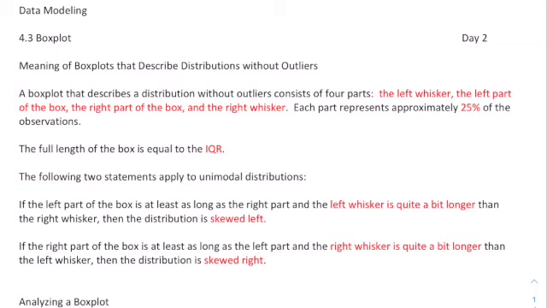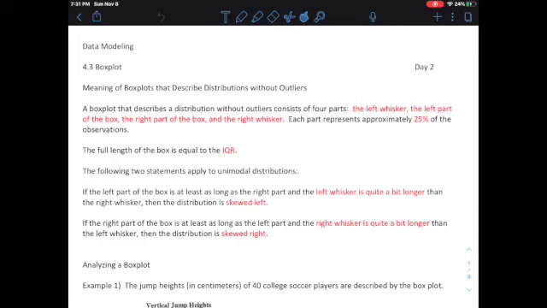A box plot that describes a distribution without outliers consists of 4 parts. Don't forget, make sure you write down all the rest, because that's the blank line you fill out for your note sheet. The left whisker, the left part of the box, the right part of the box, and the right whisker. If you remember, the whiskers look like this, there's the box, and then there's another whisker. Okay, so that is the box plot.